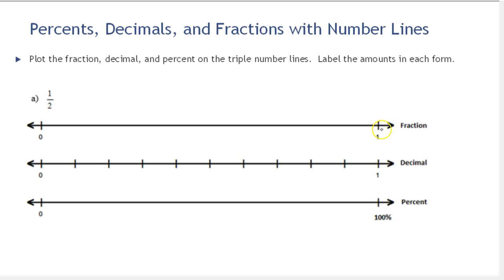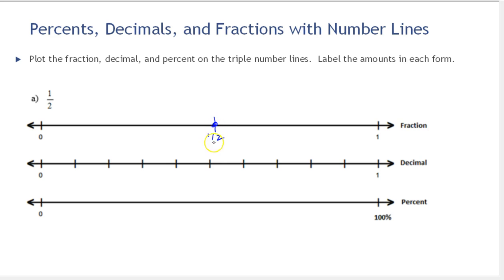And notice how the units line up. The unit of 1 of a fraction equals a decimal of 1, equals 100%, because 100% means 100 per 100, which is 1. So, if we want to write the fraction 1/2, that is going to be cutting 1 into 2 equal pieces, which would be right here. And this would be our fraction 1/2.